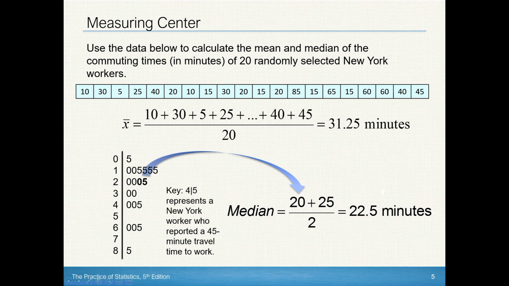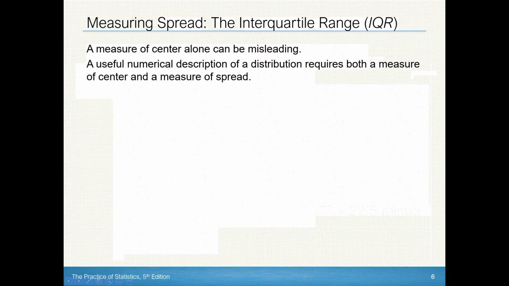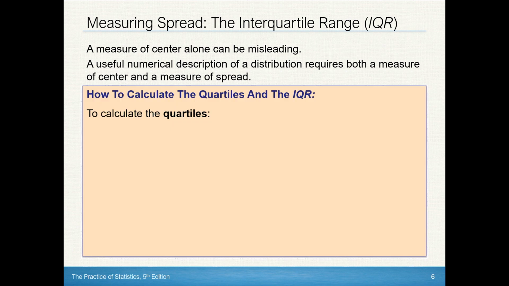Both of these are measures of center. They both tell me where the center of this data is. They just use different mechanisms for finding the center. Sometimes the center can be misleading, so we want to include something about the spread. How spread out is the data?